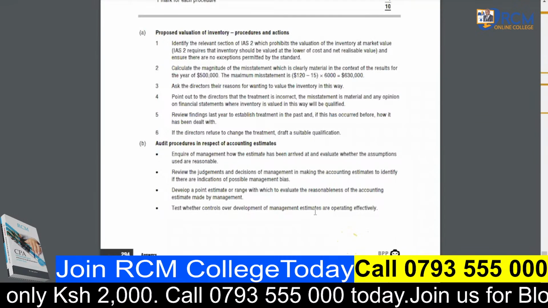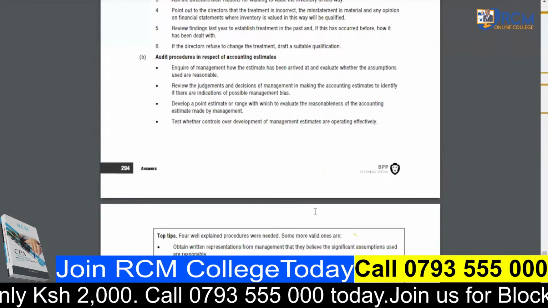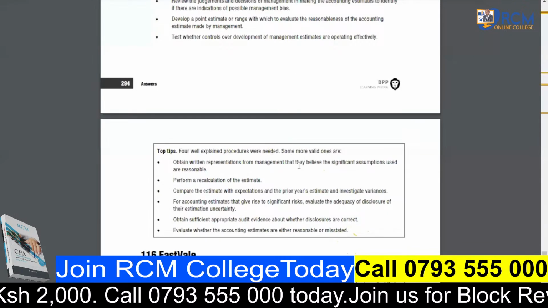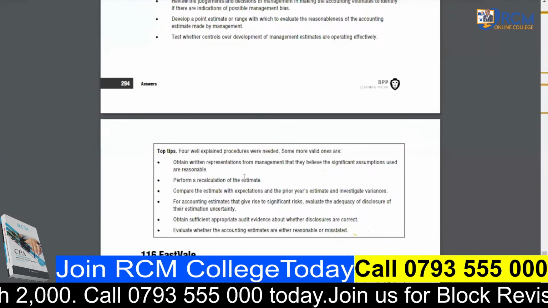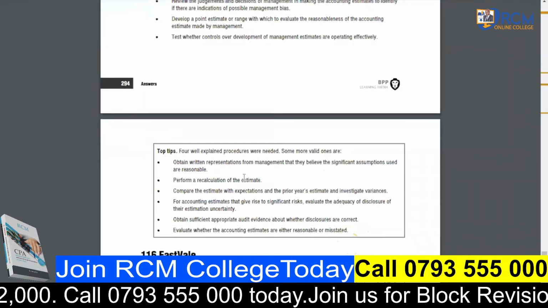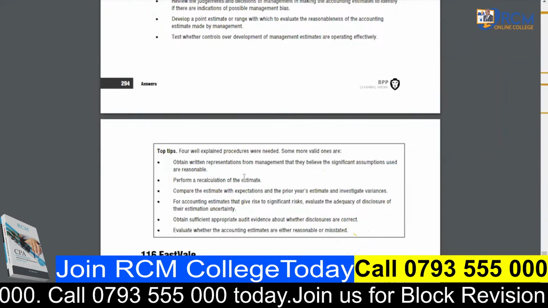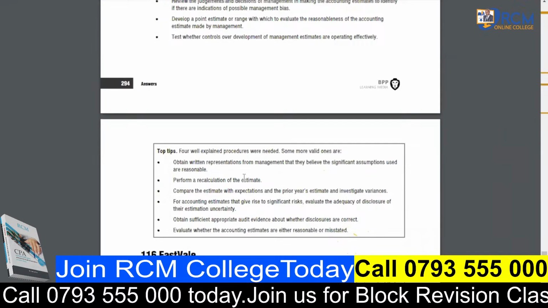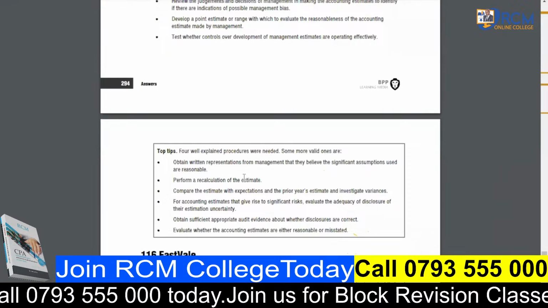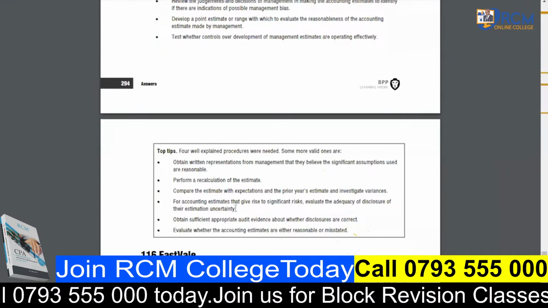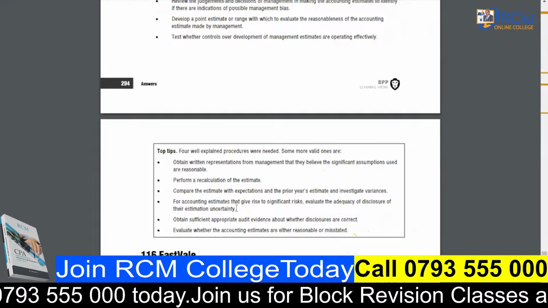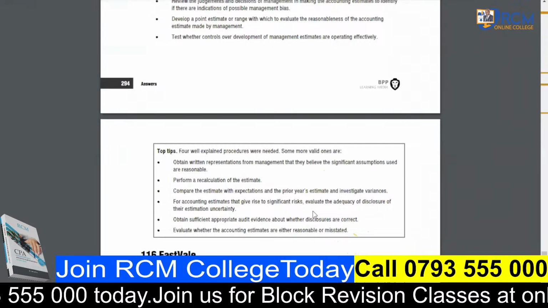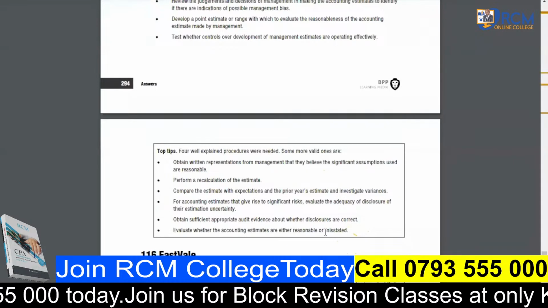And of course, now this one coupled with what you guys had mentioned, top tip, 4 well-explained procedures were needed. Some more valid ones are obtain written representations from the management that they believe the significant assumptions used are reasonable. Perform a recalculation of the estimate. Compare the estimate with the expectations and the prior year estimate and investigate any variances. For accounting estimates that give rise to significant risks, evaluate the adequacy of disclosure of their estimation uncertainty. So have they given us a note, the disclosure note down there? Obtain sufficient appropriate audit evidence whether the disclosures are correct. Evaluate whether the accounting estimates are either reasonable or misstated.